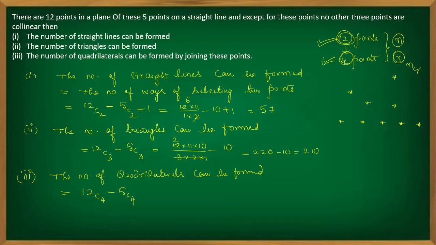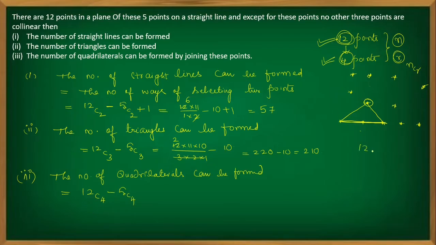Somewhere you have the remaining 7 points, among which no 3 are collinear. So totally 12 points are there. Now if I select any 3 points on this line, and 1 point from the remaining 7, what I am going to get is a triangle. But what we want is not a triangle, we want a quadrilateral. So in this 12C4, this selection is also included.